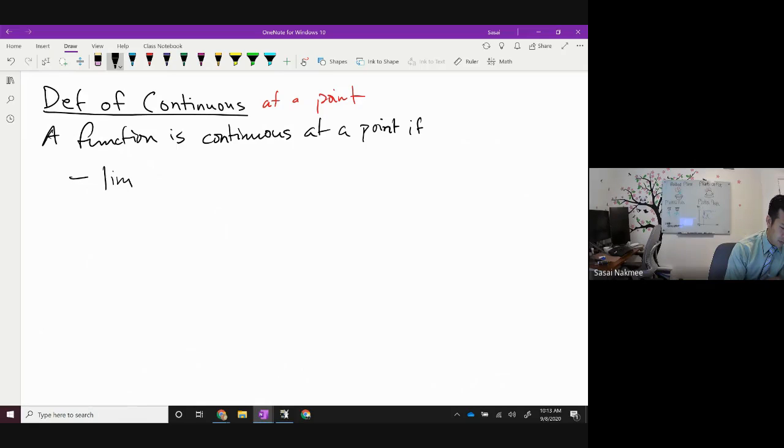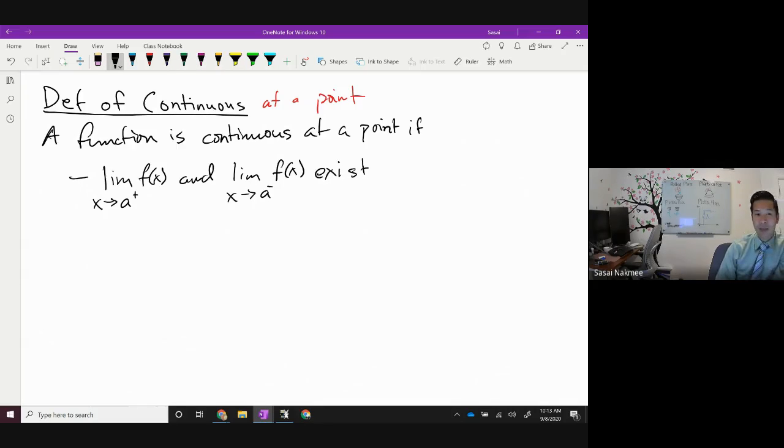The limit as x approaches that point a from the positive side of f of x and the limit as x approaches a from the negative side of f of x exists. If the limit from the left-hand side and the limit from the right-hand side of the function exists, the first condition is met. And what does it mean for it to exist? It basically means that from the left-hand side, it approaches a point, and from the right-hand side, it also approaches a point. Okay? That's the first condition. It needs to exist.